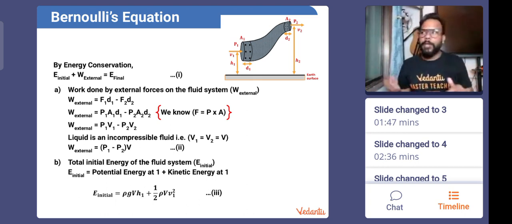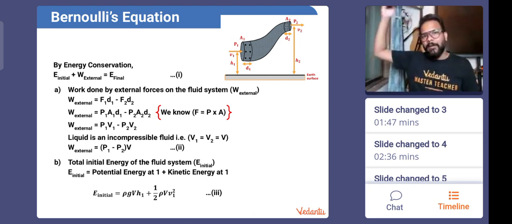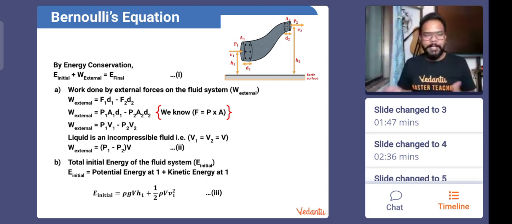Maybe you can think of it this way: when we have to take water from the ground floor to the topmost floor, maybe we have water tanks at the top of our houses in our buildings. How do you think the water rises? It will never rise by itself.